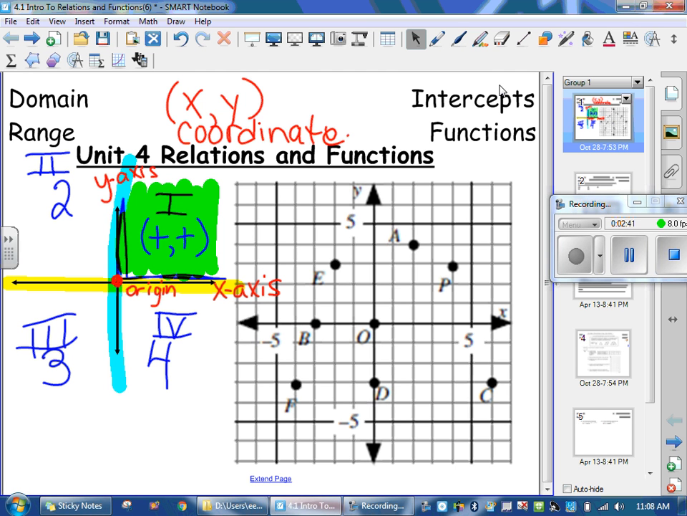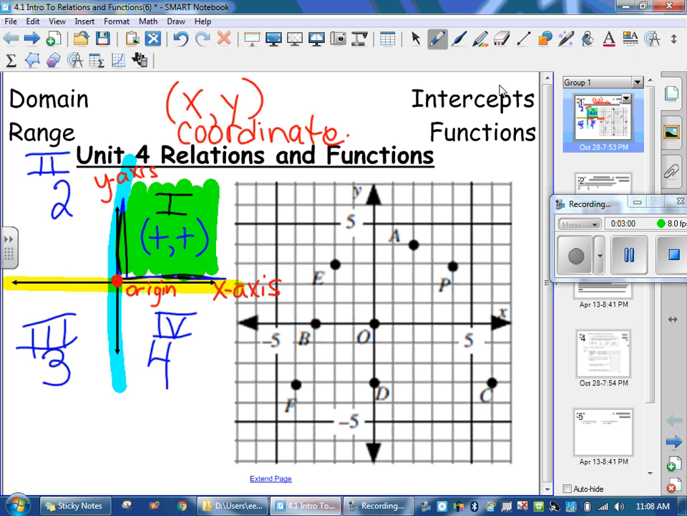Think of it in the air. Airplanes, skyways. There's actually highways up in the air. They're called skyways. They need to know how to map things out so they don't crash in the air. Okay? It's a little bit more of a 3D map for them. So, yes, these are coordinate planes. We need to locate things.